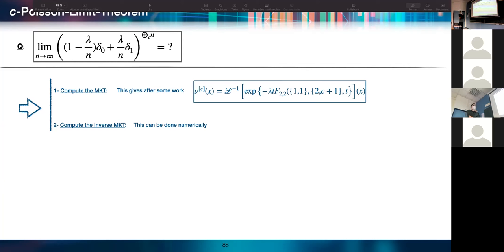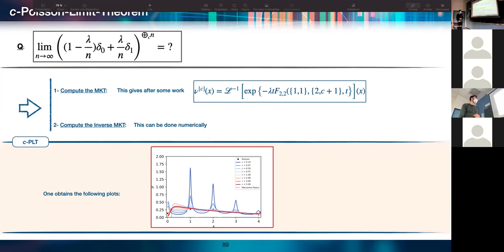There is no analytical expression for the limiting object when you want to do the inverse Markov-Krein transform. But you can do it numerically. And if you do so, what you obtain is a very nice curve interpolating between the discrete Poisson distribution, which is represented by dots, and the Marchenko-Pastur distribution.